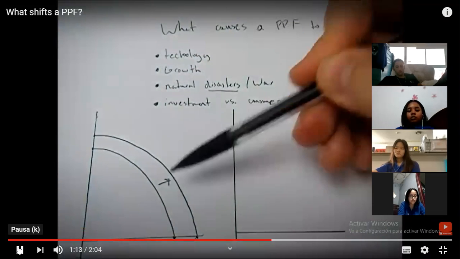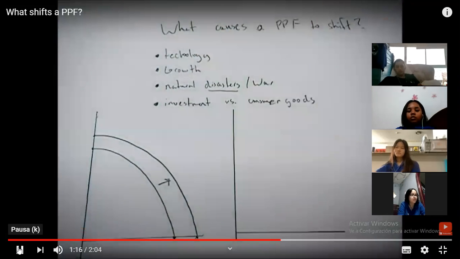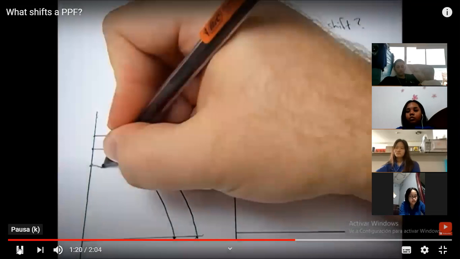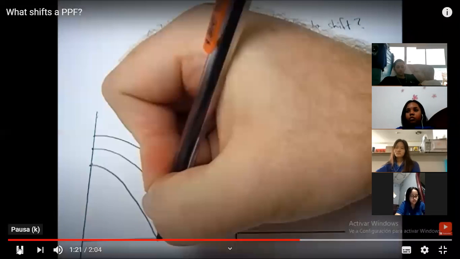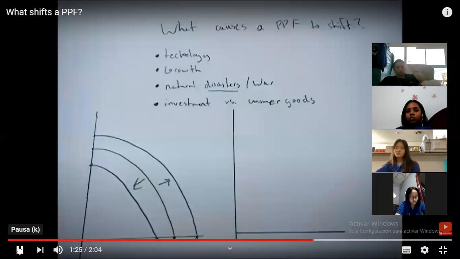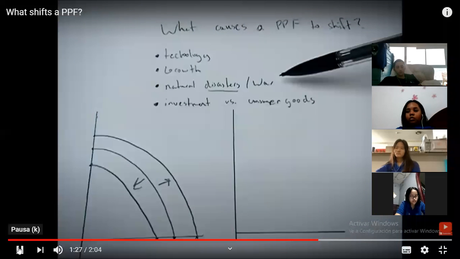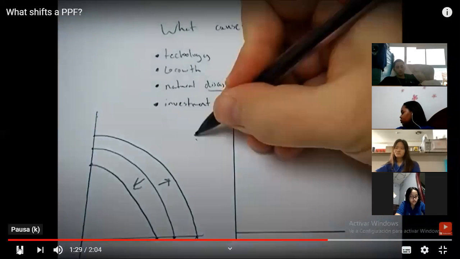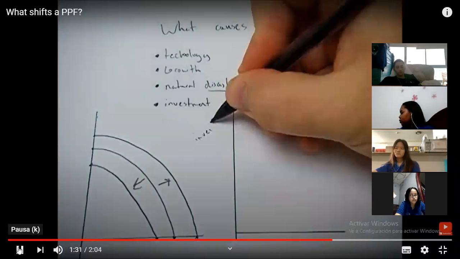This shifts out. But what if we have a natural disaster like Hurricane Irene and some factories get destroyed? We'll actually see our PPF shift in because we can produce less goods. Also with war if they destroy some things. Now with the last one, we have investment goods or capital.